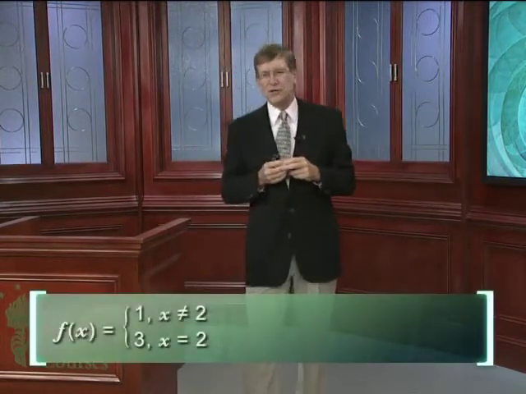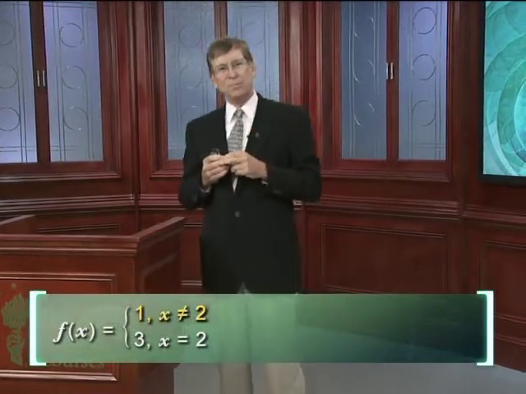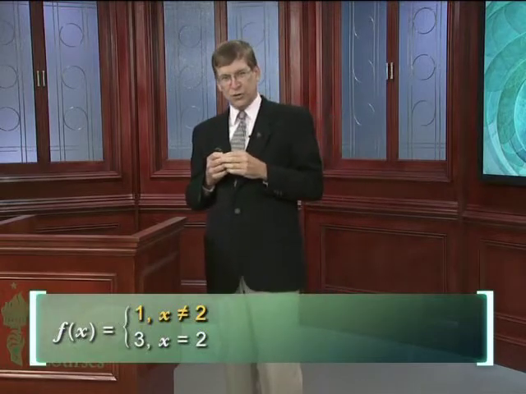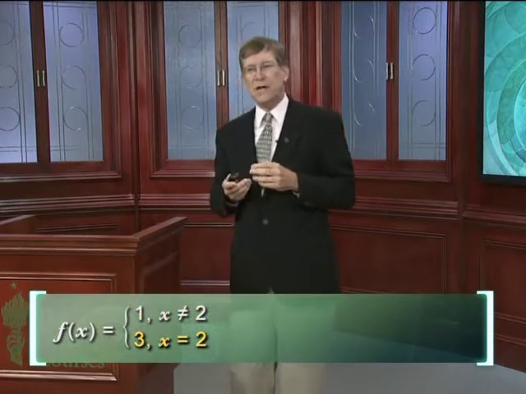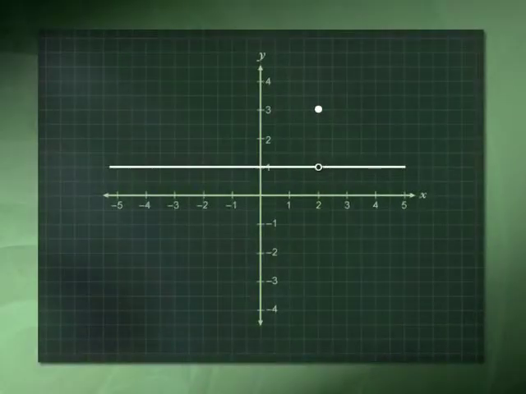Let's look at the following problem. Here's a function defined by two rules. The first part of the rule is that the function is 1 when x is not equal to 2, and then it's equal to 3 when x equals 2. Here's a graph of that function. It wants to be 1 everywhere, except at 2, it jumps up to 3.